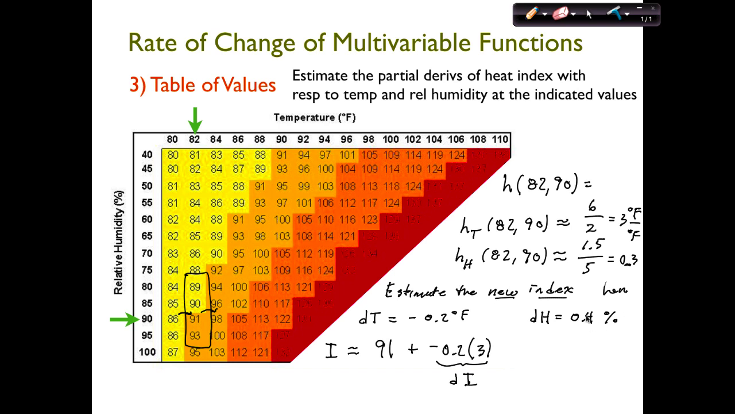Okay, and then did you get the corresponding change in the index, or what the new index would be due to a change of humidity of 0.4? You do 82 plus 0.4, so the rate 0.3 times that. And that gives what? Change in I. And if we want the resulting new index from that change, what would you do?